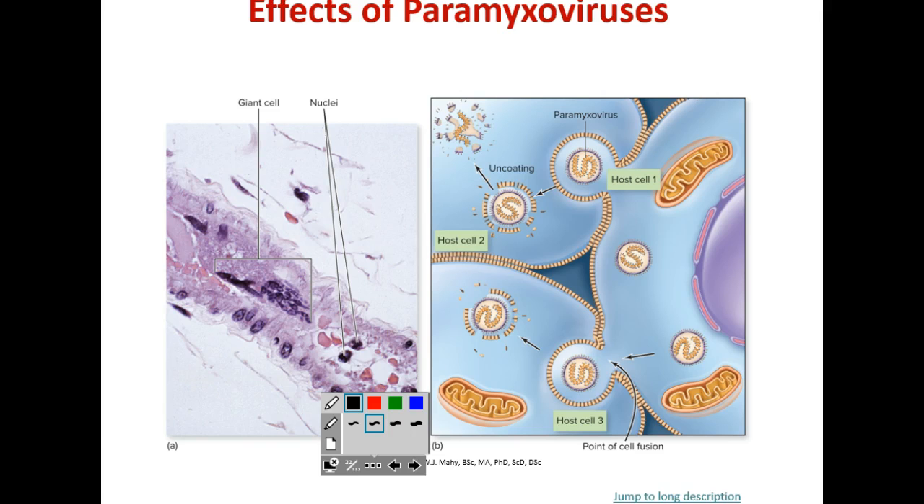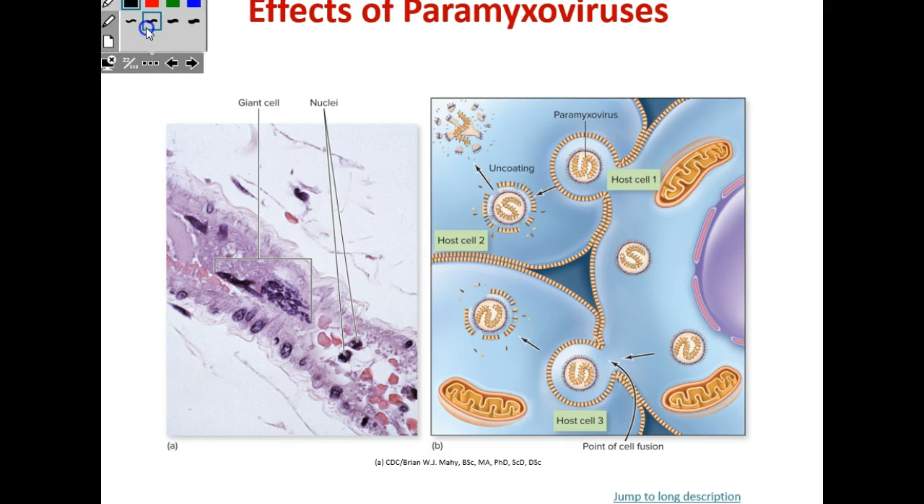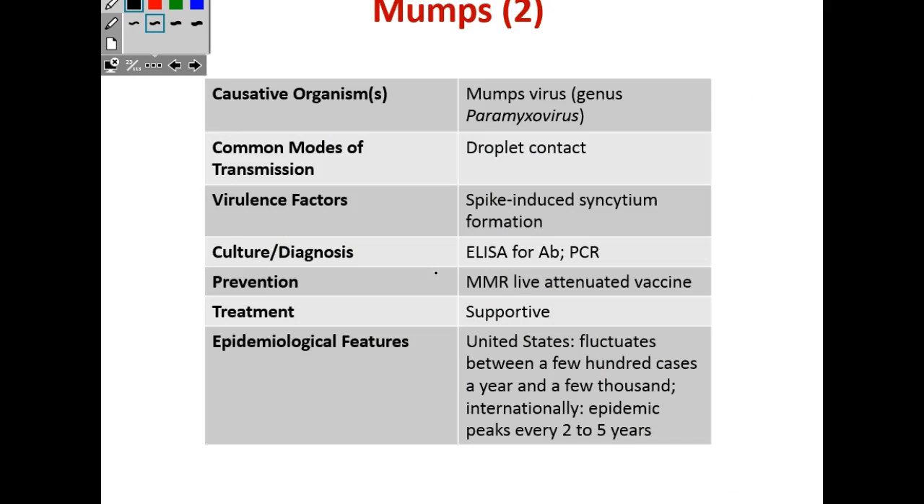The effects of paramyxoviruses here is what's shown. Let's see, maybe I can put it way up there. Causative organism for mumps is the mumps virus, genus Paramyxovirus.